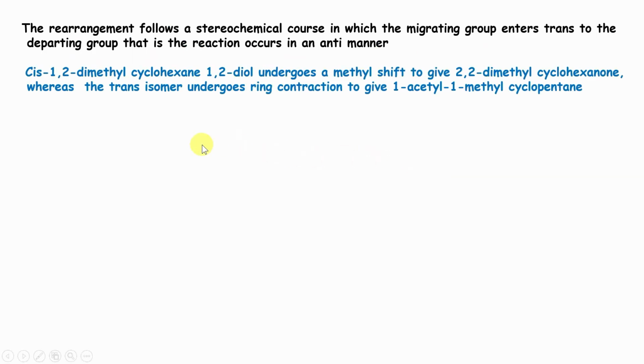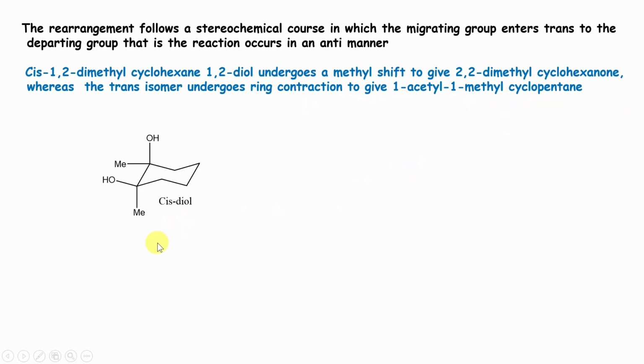You know, this rearrangement follows a stereochemical course in which the migrating group is trans to the departing group. That is, the reaction occurs in an anti manner. For example, cis 1,2-dimethyl cyclohexane 1,2-diol undergoes a methyl shift to give 2,2-dimethyl cyclohexanone, whereas its trans isomer undergoes ring contraction to give 1-acetyl 1-methyl cyclopentane.